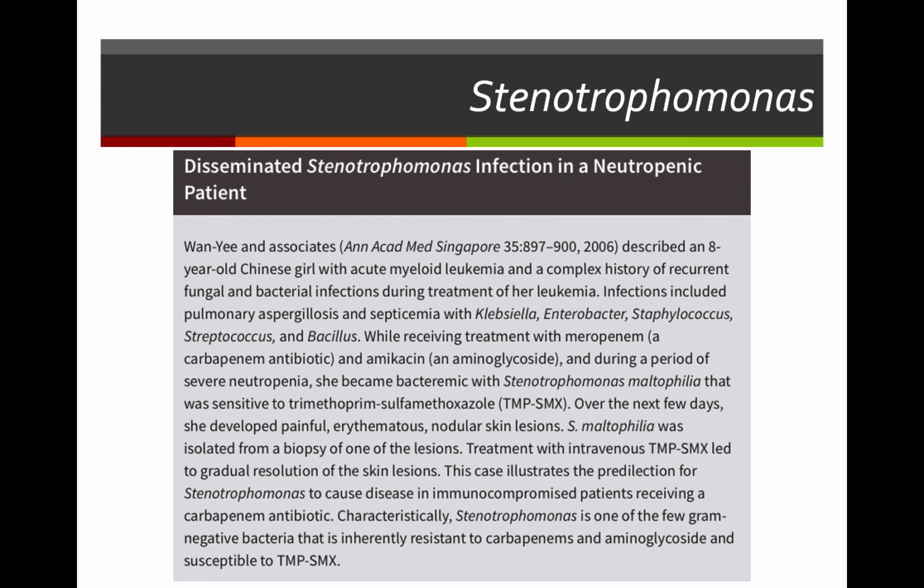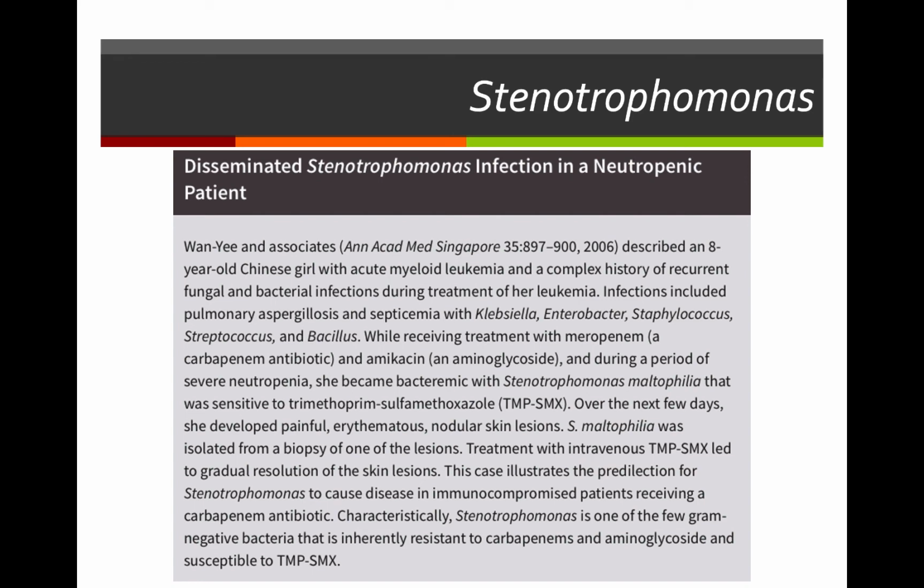She was receiving combination therapy with meropenem and amikacin, so a carbapenem or beta-lactam and an aminoglycoside, which inhibits protein synthesis. During a period of severe neutropenia, so decreased neutrophils, she became bacteremic with Stenotrophomonas maltophilia, which was sensitive to TMP-SMX. Over the next few days, she developed painful red skin lesions. This bacterium was isolated from one of the lesions.